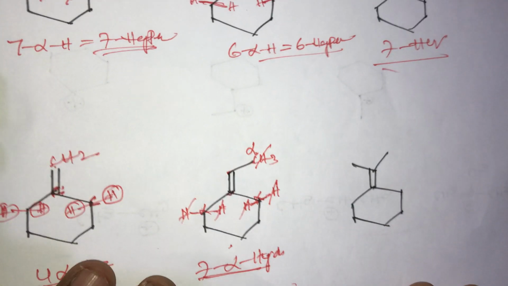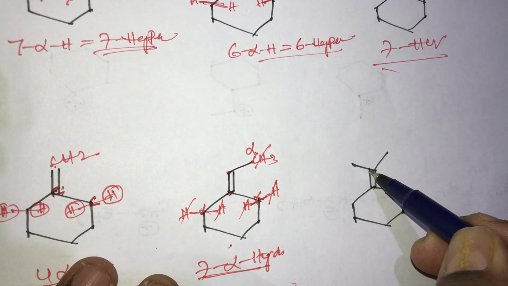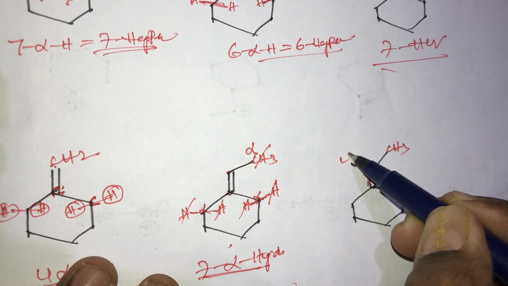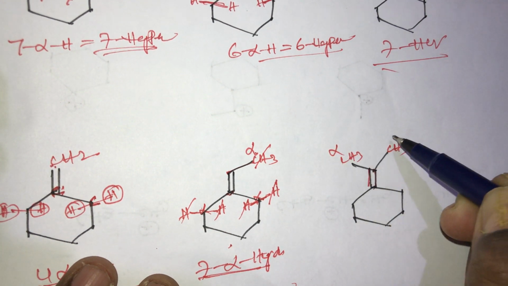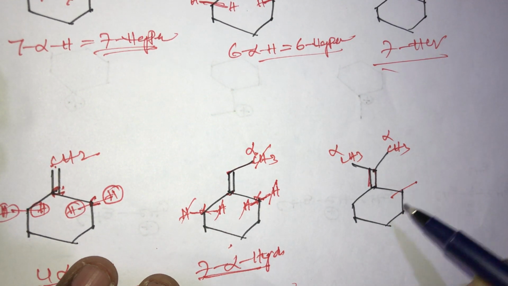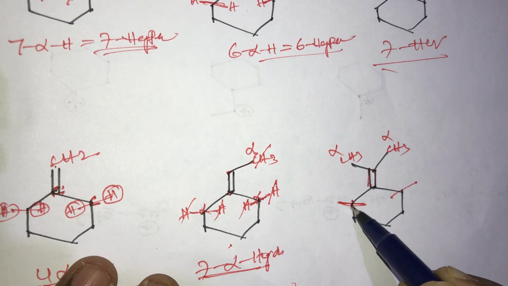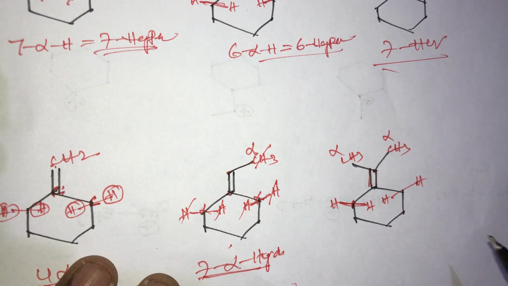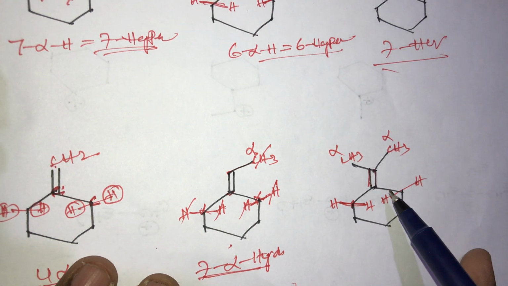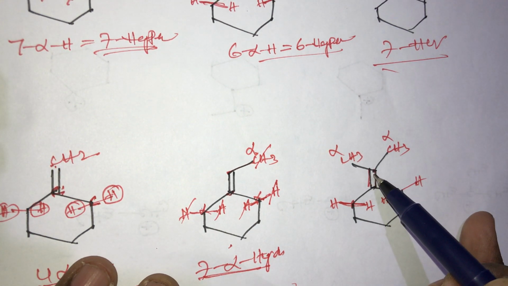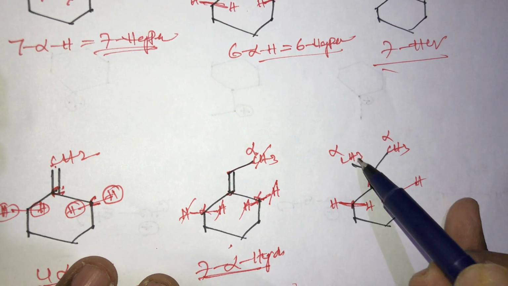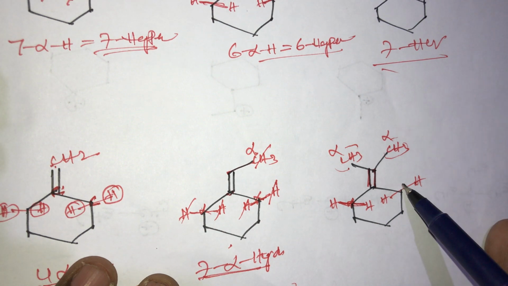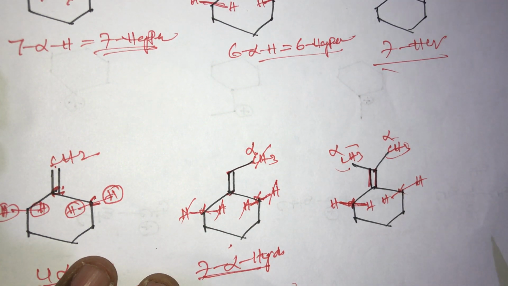What about the third example? In this compound, how many hyperconjugates are there? This is a double bonded carbon, and this is a double bonded carbon. Here is a CH3 group, CH3. Here also an alpha carbon, this is also an alpha carbon, and this is also an alpha carbon. This alpha carbon has 2 hydrogens, here also 2 hydrogens. In this compound, 4 alpha carbons are present.